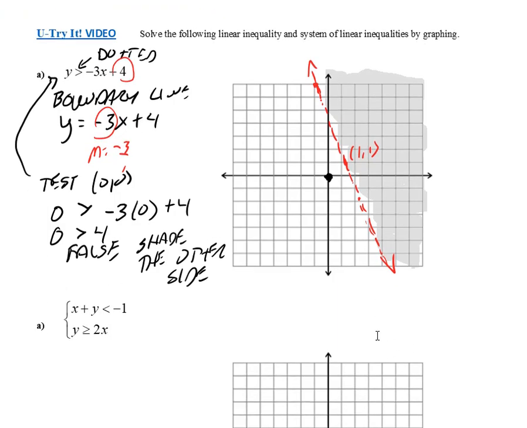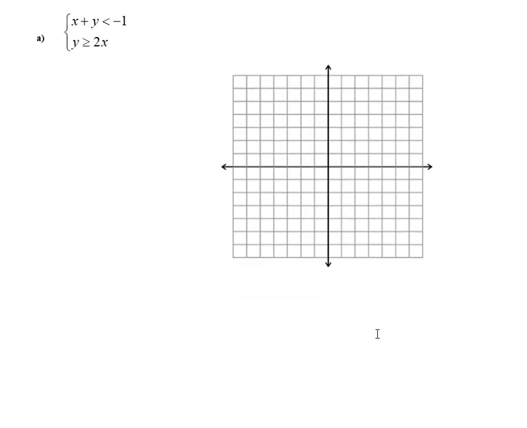All right, we're going to do the same thing with the system. Each one of the equations will be graphed. So we'll just call this first one line 1. So this boundary is going to be dotted because of the less than. It's not equal to, so we'll make this dotted.